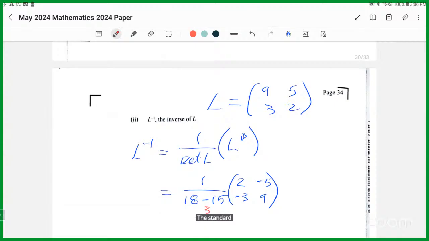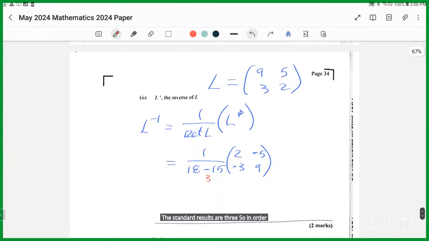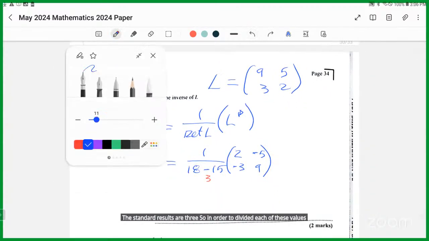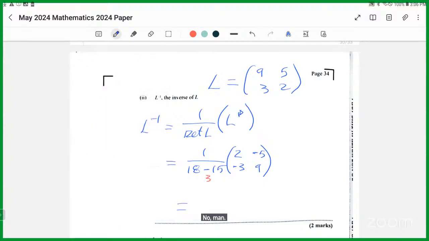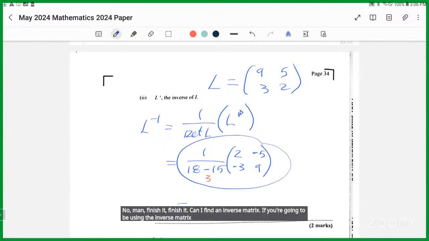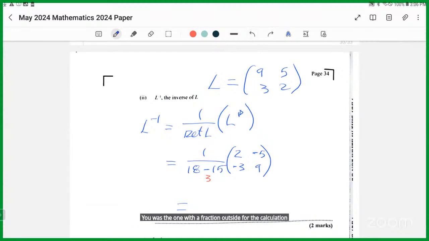So now dividing each of these values by the 3. Finish it when you find an inverse matrix. If you're going to be using the inverse matrix in another calculation, use the one with the fraction outside for the calculation, but give them the final answer here.